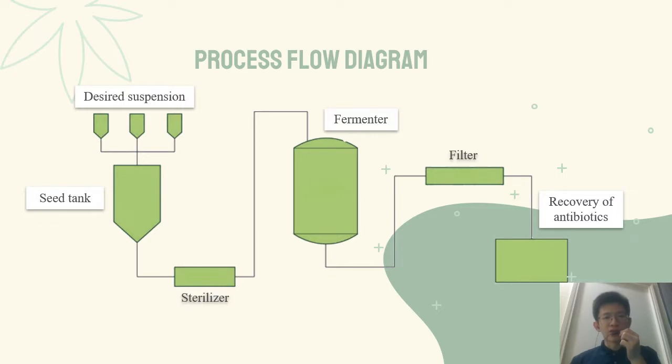This slide illustrates the overall process flow diagram of manufacturing antibiotic. The desired suspension is first fed into the seed tank and then goes through a sterilizer, which functions to control the quality of antibiotic produced before entering a fermenter. Large scales of antibiotic are produced in the fermenter. The produced antibiotic is then passed through a filter before it is recovered as a product.